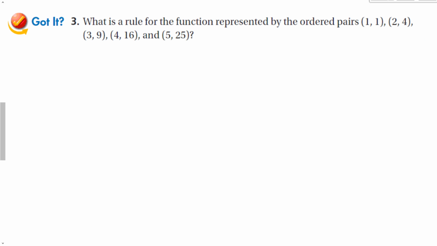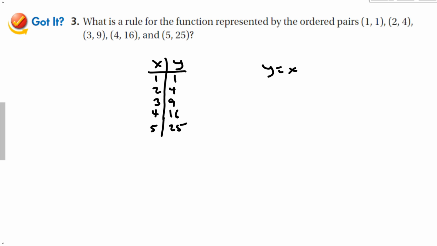So let's look at our got it problem. Actually, never mind. This one is a little easier. So if I look at my table, I have 1, 1, 2, 4, 3, 9, 4, 16, and 5, 25. Well, you can put in that y is equal to x to make the first one work. That's not true for all of them.